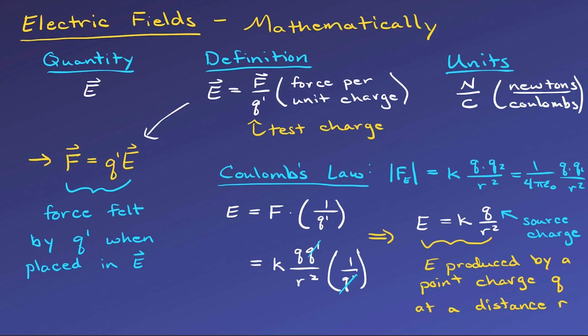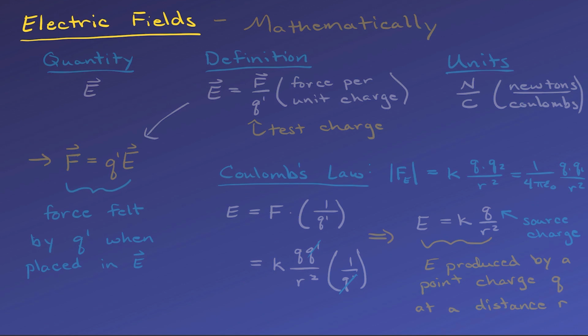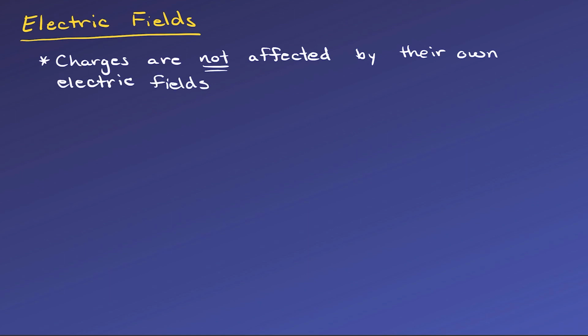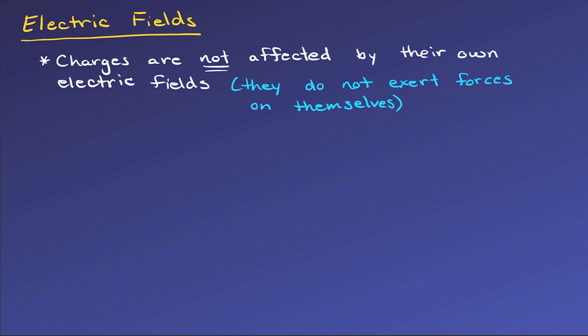As we go along and obtain more equations, it's important to be able to state in words what the equation gives you and what each variable stands for, so be sure to make note of these. We'll now look at a way to illustrate electric fields, but first I want to make sure to say charges will never feel the effects of their own electric fields, so each charge is either a source charge or a test charge, and this is why we make this distinction.